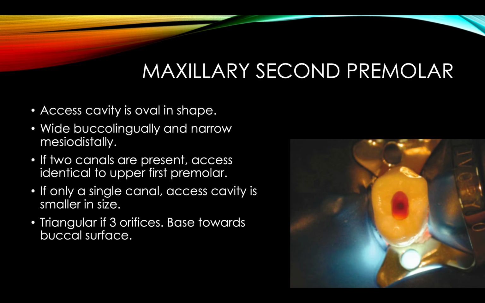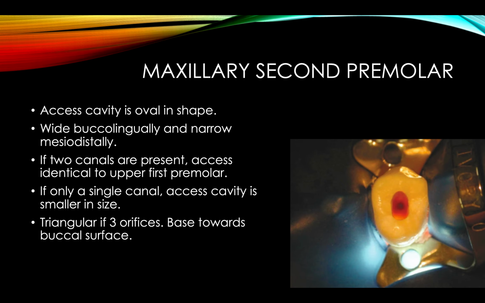Now, the access cavity preparation is almost the same as for the maxillary first premolar. The access cavity will be oval in shape, wider buccolingually than mesiodistally. Then if it has 2 canals, the access cavity will be identical to what we have seen in the maxillary first premolar. If it has just 1 canal, then the access cavity will usually be smaller.